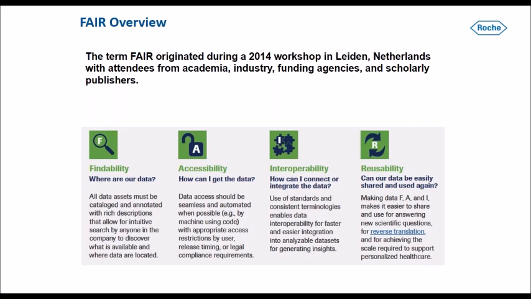FAIR is very easy to remember from my view. F stands for findability. Findability is about where our data is. Our data should be highly curated and annotated with rich descriptions so that it is easier for us to find where the data is, and it should be accessible. So with the right amount of access restrictions, anybody who wants to access the data should be able to access it electronically. And the interoperability piece ties in closely with the data standards. Interoperability is the use of standards and consistent terminologies that enables the data for easier integration and to create analyzable data sets very quickly. So if we follow the F, A, and I principles, the data automatically becomes reusable for its primary use and many of the secondary uses.